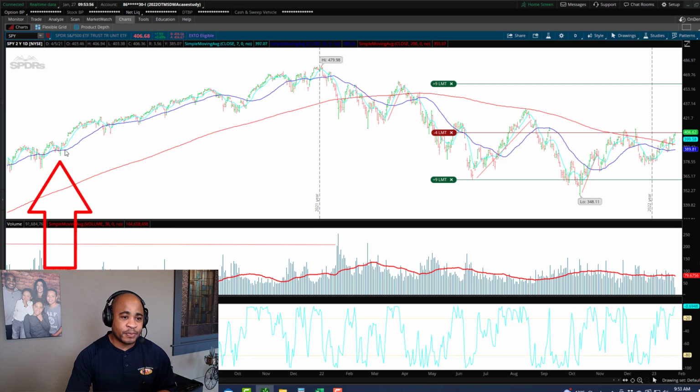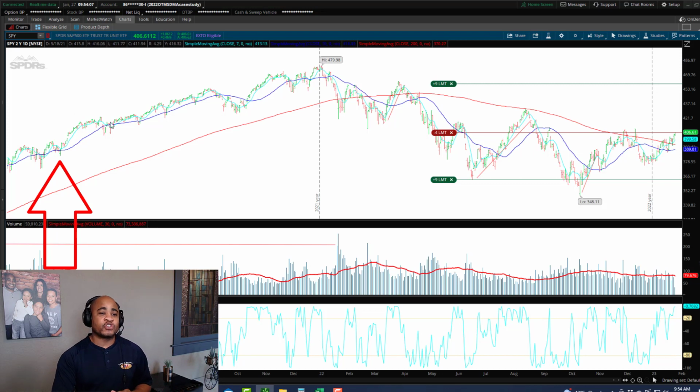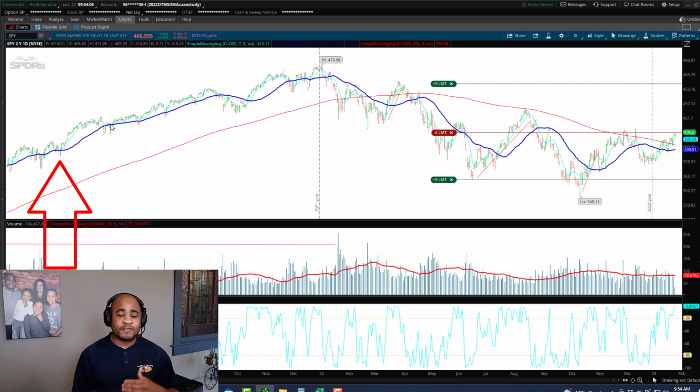Let me just show you an example here. Right here would have been a PR template entry. And what we're doing is capturing this mini trend right here. Just in this small segment that I'm pointing to on this chart, that was enough for us to often make 20, 30, maybe 40% on our investment. Not our entire account, but whatever we invested in that particular trade.